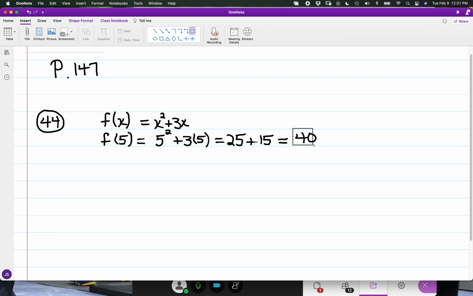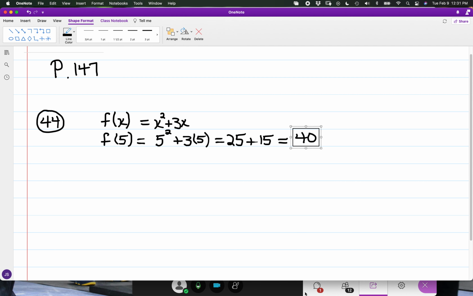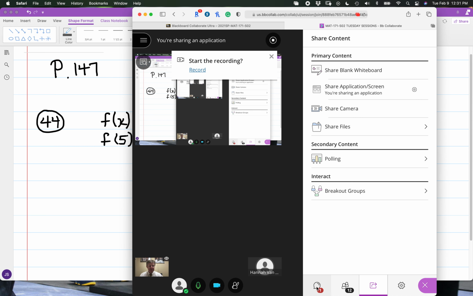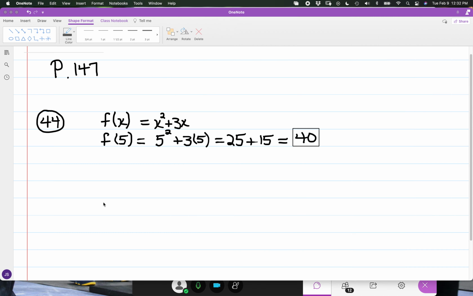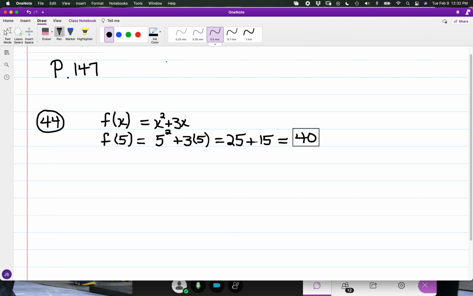Now, looking at what we have for the next item, in reference to the reciprocal function g of x, with number 47, we have the function g of x is equal to the reciprocal of x.